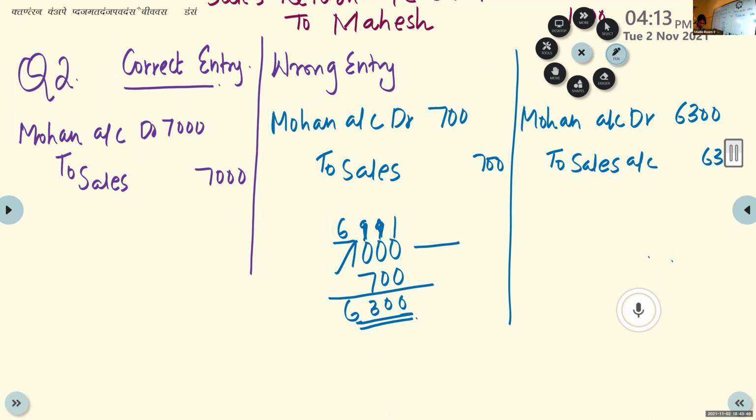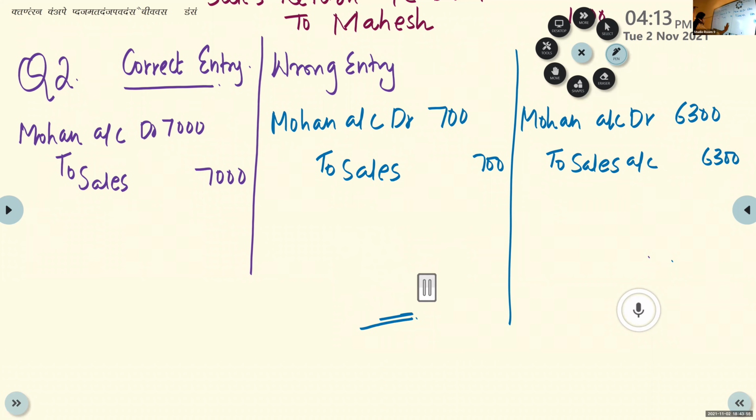The rest 3 also, it is the same. That means the pattern is the same. The entry has no change. Only thing is the amount written is a lesser amount. So subtract it and that deficient amount should be added. Entry remains the same. Complete it, please.